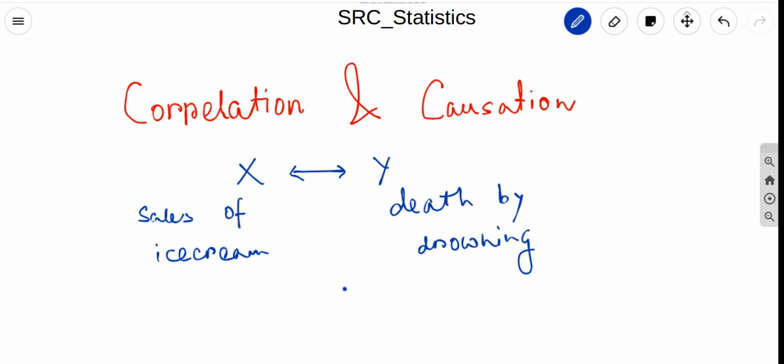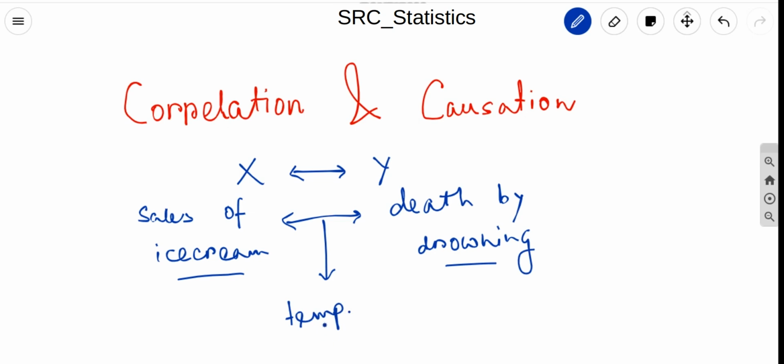Let me give you an example. There has been found a high correlation between sales of ice cream and death by drowning. But in reality, if you can see that sales of ice cream and death by drowning, there cannot be a cause and effect relationship between these two. Then why this high correlation? This high correlation happens for the effect of confounding variable. What is that confounding variable? That is summertime rise in temperature.